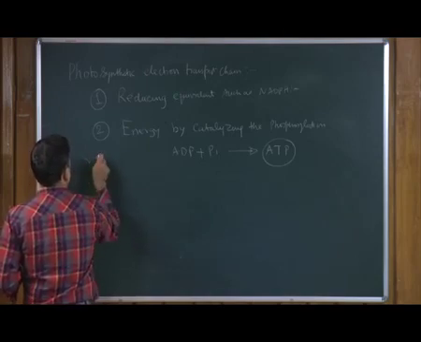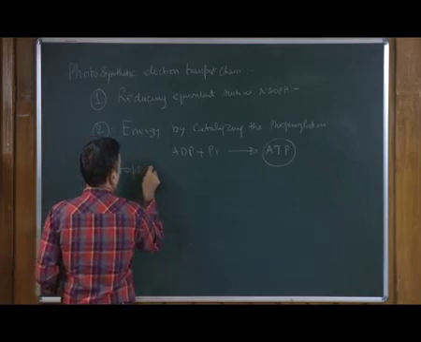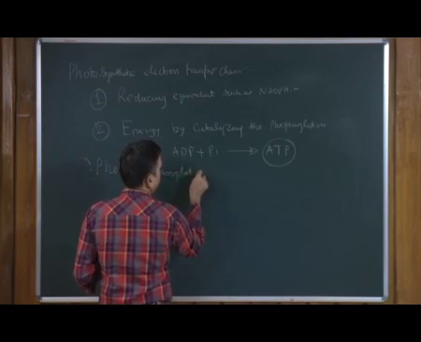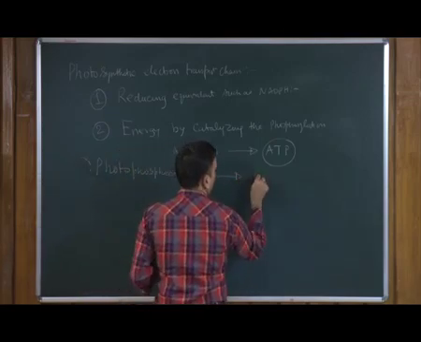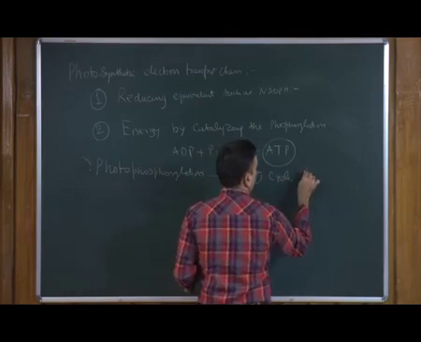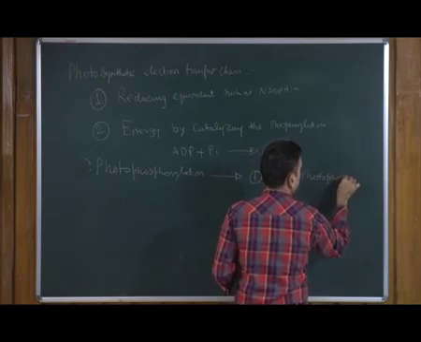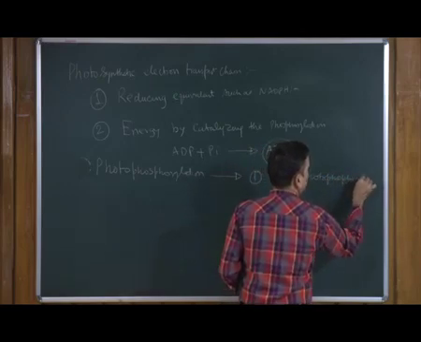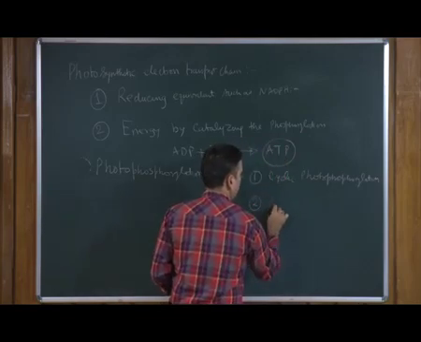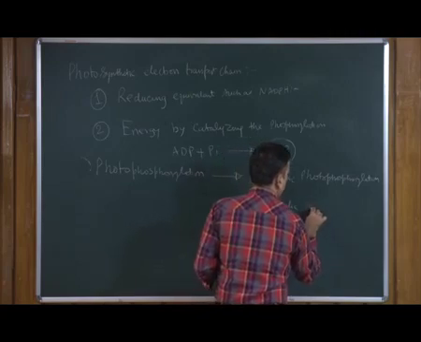So, photophosphorylation is of two types. One is cyclic photophosphorylation and number two is acyclic photophosphorylation.